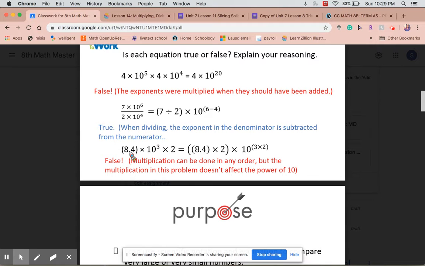This one, take a look at this. 8.4 times 10 to the power of 3 times 2 equals, we put those into parentheses, 8.4 times 2 times 10 to the power of 3 times 2. Yeah, definitely false. Multiplication can be done in any order, but the multiplication in this problem doesn't affect the power of 10. So the power of 10 wasn't supposed to be affected. For some reason, it was affected right here when you should have just done 8.4 times 2. And then you keep the power of 10, 10 to the power of 3. All right?